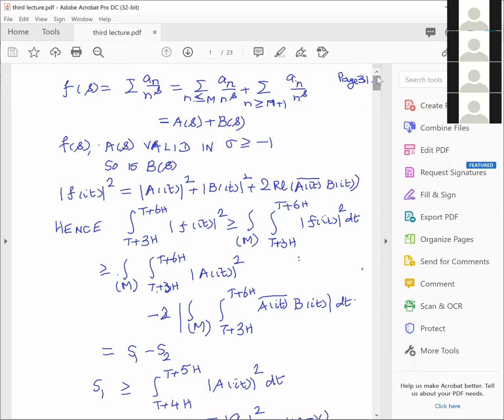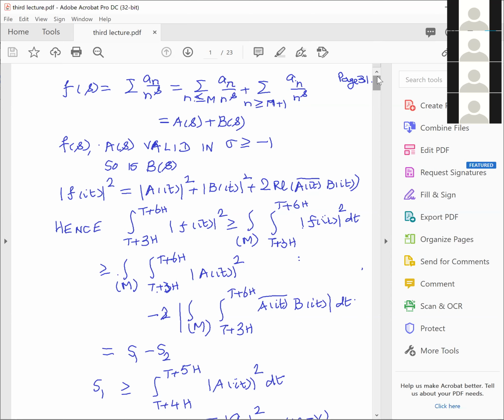And as I explained yesterday, therefore I will go through this part a little fast. f of s and a of s are valid in sigma bigger than minus 1. And that is actually because I am already assuming that f of s has an analytic continuation to the right of minus 1 by whatever formula, not definitely summation a n by n power s, that will not be convergent. But by some other formula, I am assuming that f of s has an analytic continuation in sigma bigger than minus 1, and therefore f of s is valid. And a of s is anyway valid because it is just a Dirichlet polynomial. Since it is a Dirichlet polynomial, it can be valid everywhere.